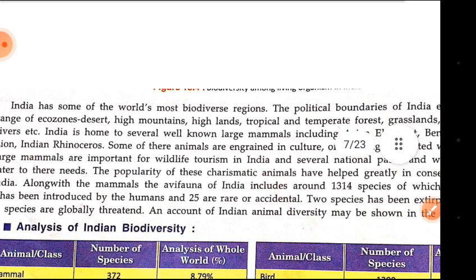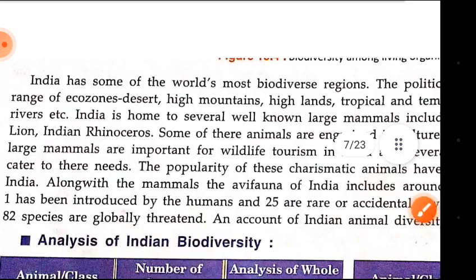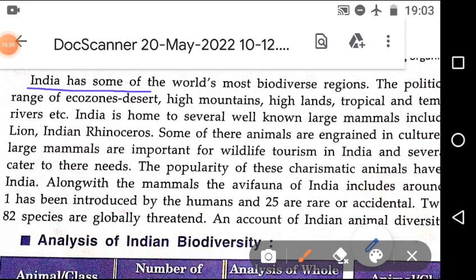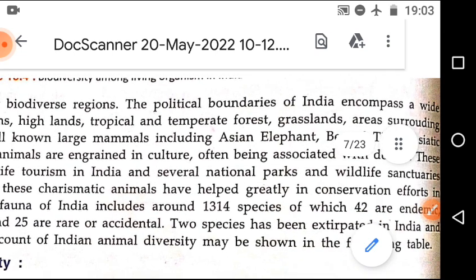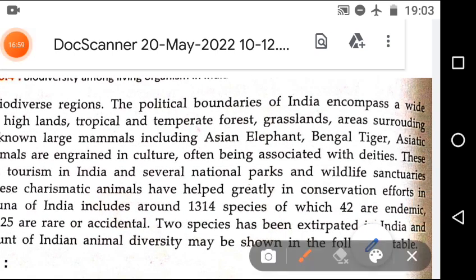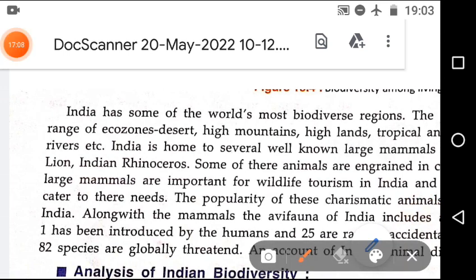More to say about India as a mega biodiversity region. You can see here it has been said that India has some of the world's most biodiverse regions, and the most important regions which are rich in biodiversity, with different types of animals and plants, have been discussed and mentioned here. It is saying the political boundaries of India encompass a wide range of ecozones.